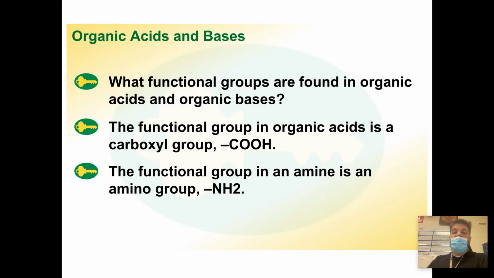What functional groups are found in organic acids and organic bases? Well, the functional group in organic acids is called the carboxyl group. I can't talk today. And that contains carbon, oxygen, and hydrogen. Okay. What functional group is an amine? It's an amino group. Now that's important if you remember your biology, amino acids, right? We're talking about acids and bases. That has nitrogen and hydrogen, NH2.